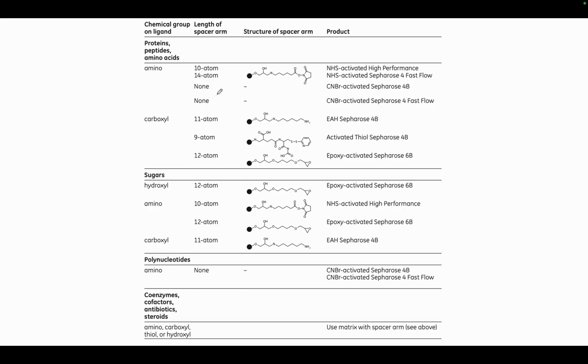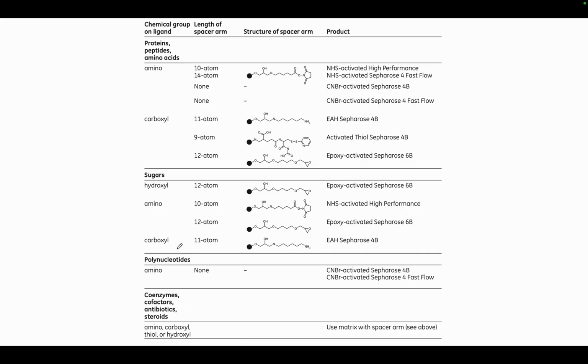And obviously we have different spacers for binding different kinds of groups. So if I want to bind a protein or a peptide or an amino acid to my column as the ligand, then I can use these. So I can have NHS groups, cyanogen bromide, and so on. If I want to bind a sugar, I can bind the sugar through a hydroxyl group, an amino group, or carboxyl group, depending on what my sugar looks like.